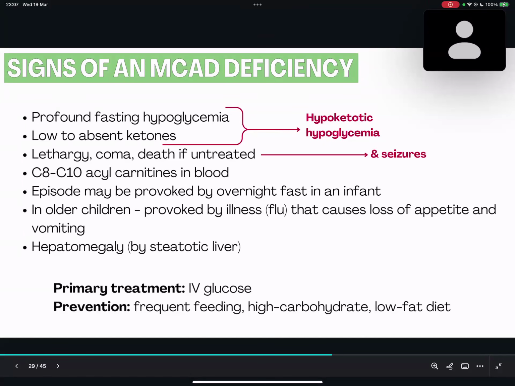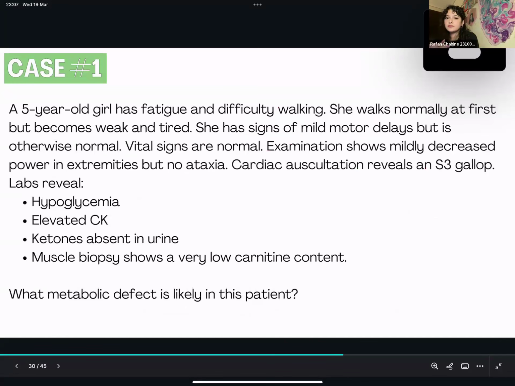Okay, so now we're going to move on to a couple of cases. Do you have a question? Okay, so we're just going to move on to the cases.